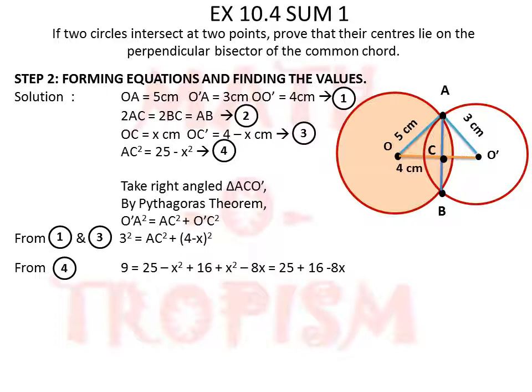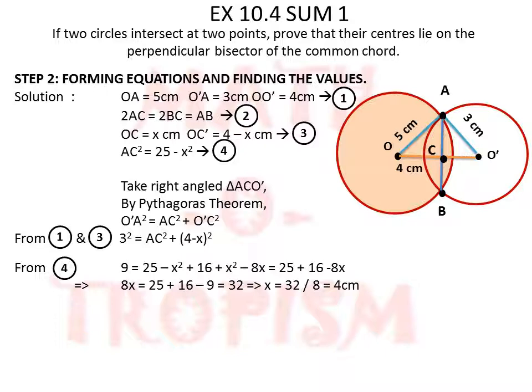So 25 minus x square plus (4 minus x) the whole square, which is written in the form of a square plus b square minus 2ab, comes to plus 16 plus x square minus 8x. So 8x, rearranging, we get it as 25 plus 16 minus 9, since the x square terms get cancelled out. So that is equal to 32, which means x is equal to 4 centimeters.